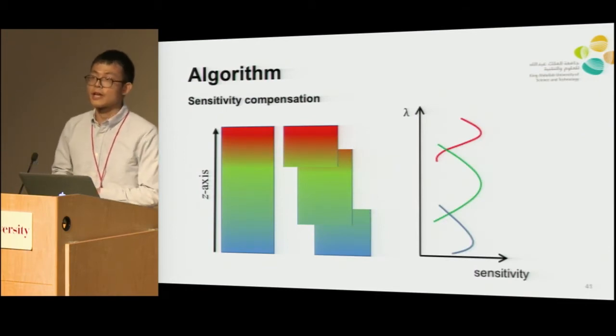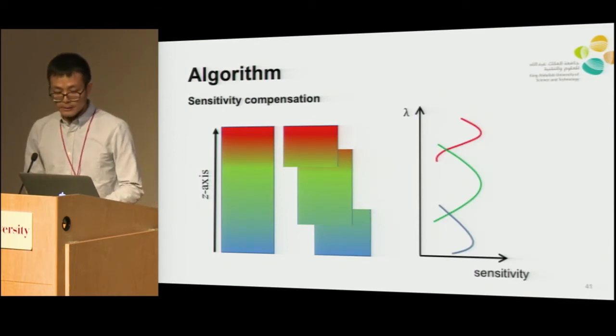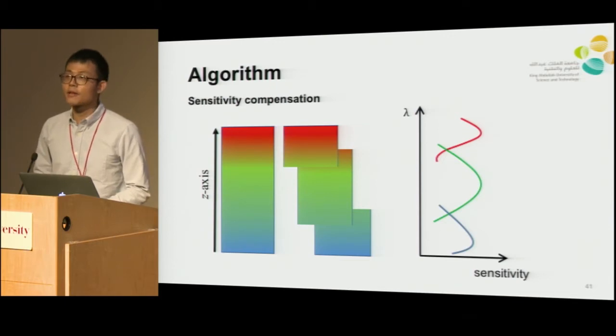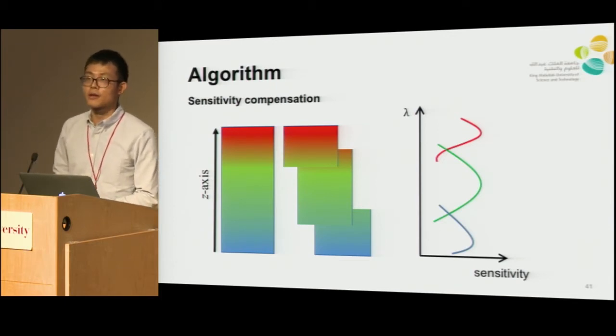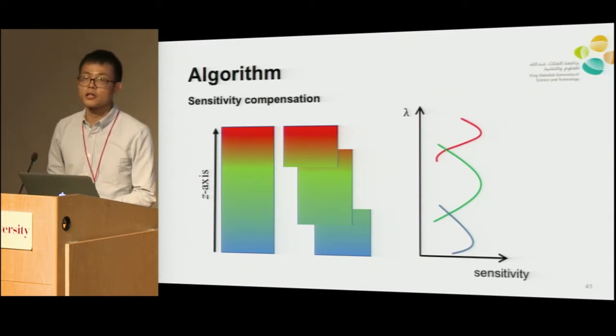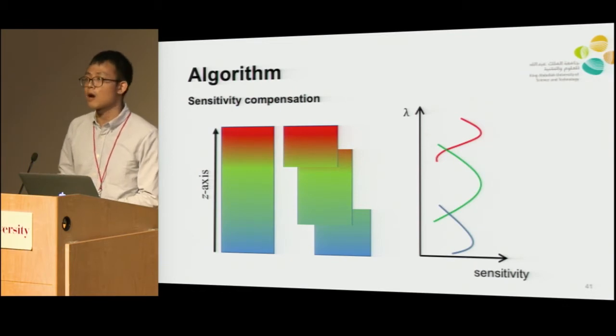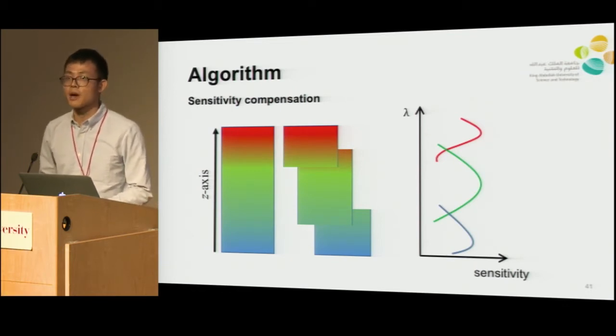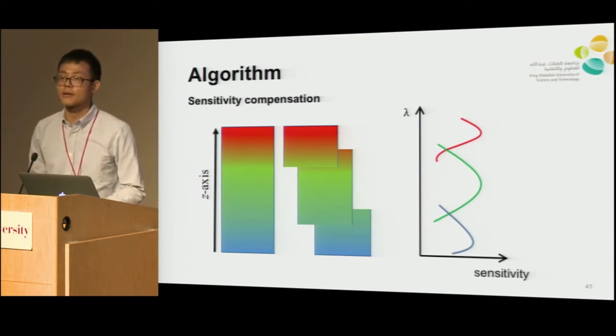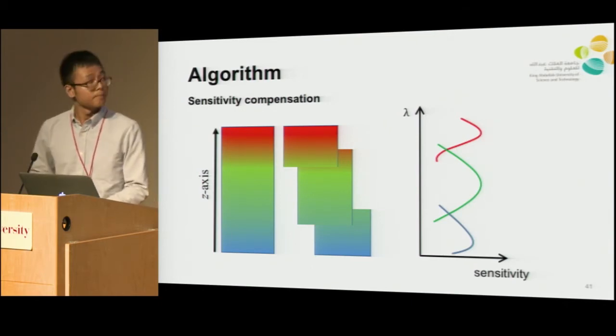Another issue is the camera spectral sensitivity. We know that the camera will have different spectral sensitivity to different wavelengths. For instance, the green channel of the camera sensor will be effective to wavelengths ranging from 500 nanometer to 600 nanometer, while it will have the peak response at 530 nanometer.